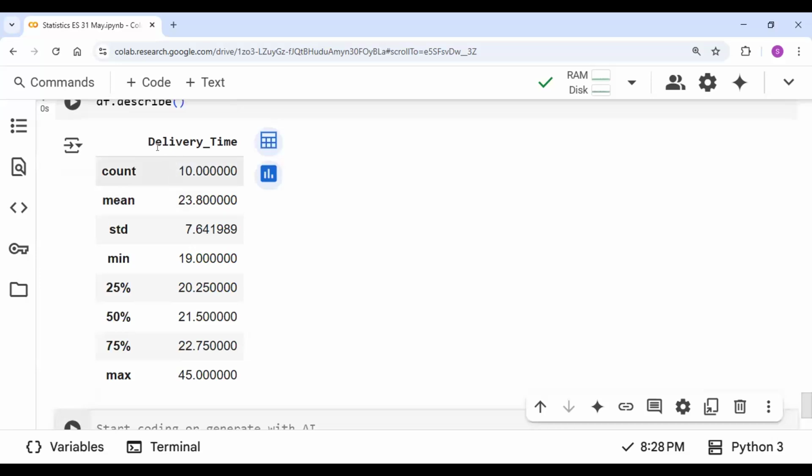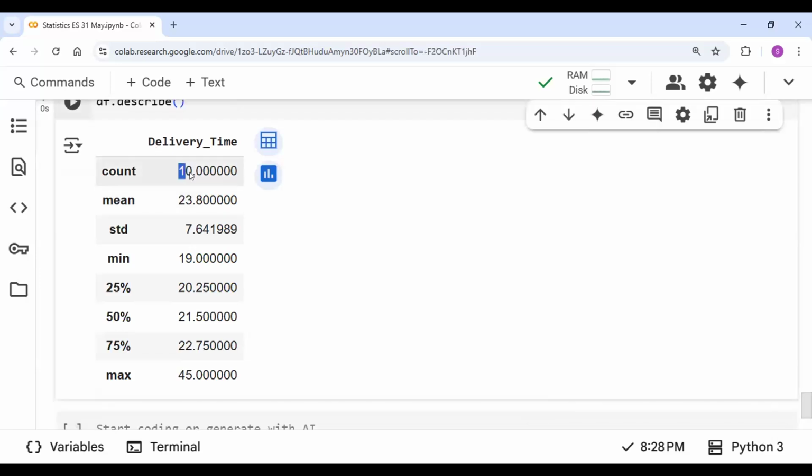So total number of records, 10 records. What is the mean of it? Mean says like 23. What is the median of it? Median says 21. Okay, there is a difference. Mean is higher than the median, which shows that it is positively skewed. The skewness is towards the right-hand side. You can determine that right now. Got it? The minimum value is 19 and the maximum value is 45.